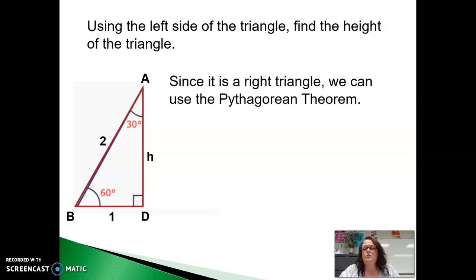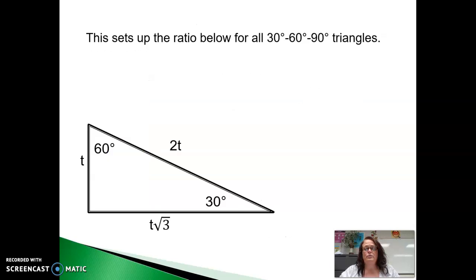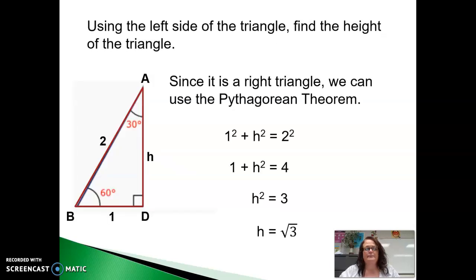So I have a right triangle. I know 2 sides. I'm looking for the 3rd side. So we want to use the Pythagorean theorem. The length of a leg squared plus the length of a leg squared is equal to the length of the hypotenuse squared. So 1 plus the height squared is equal to 4. If I subtract 1 from both sides, the height squared is equal to 3. And so the height is equal to the square root of 3. That went fast.